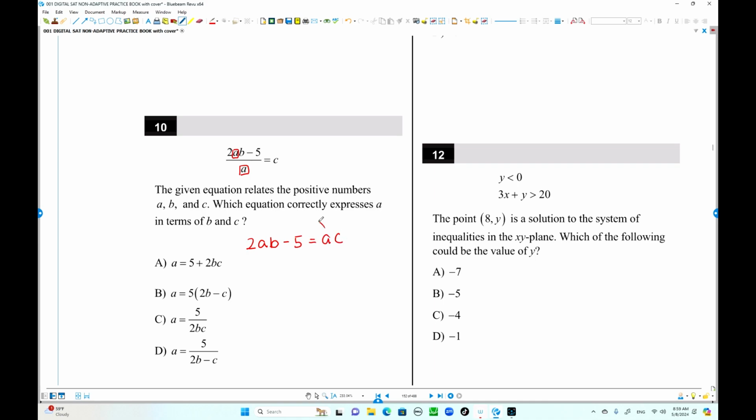To combine this one, we're going to move this one the other side, okay? 2ab minus ac equals, I'm going to move constant to the right, 5. Now we got a in the same side, a is out, 2b minus c equals 5. After that, you can divide 2b minus c, okay? Choice D is the answer.